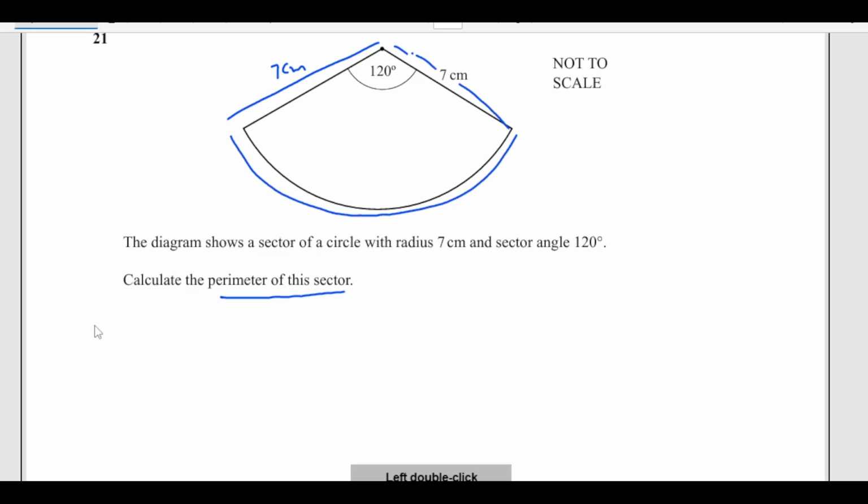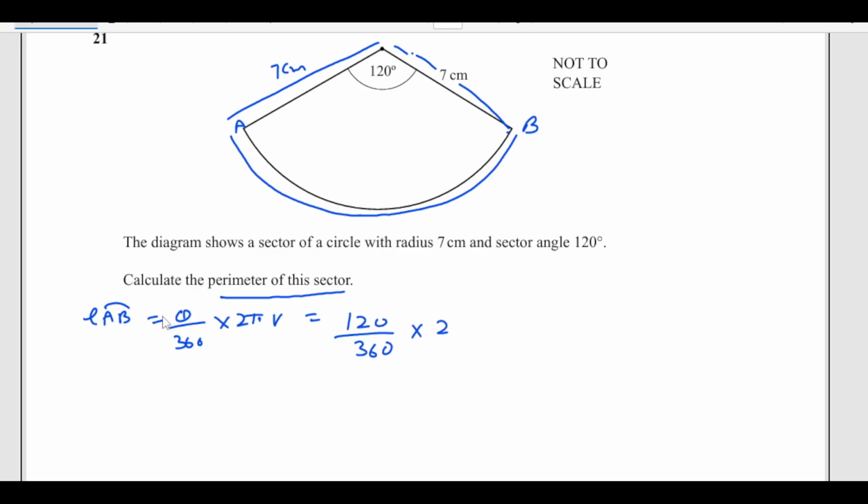First of all, we will find the length of arc. Let's say length of arc, I am writing this name as AB. For length of arc AB, we have the formula theta over 360 into 2 pi r, right? So this is 120 over 360 times 2 pi, and r is 7 here. When you calculate, this is 14.66, and approximately to 3 significant figures 14.7 centimeters, right?